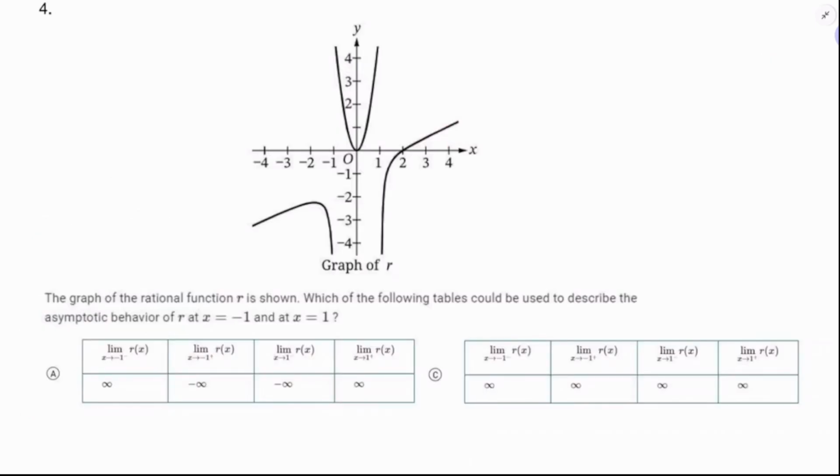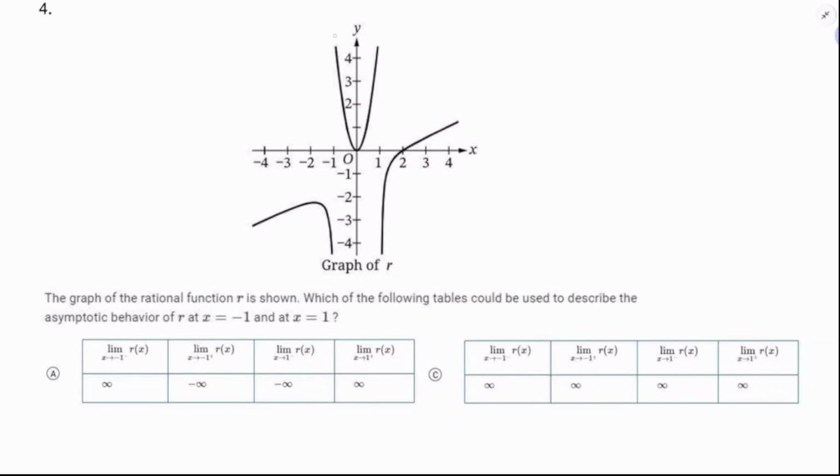Now this next one is interesting. The graph of the rational function r is shown below. Which of the following tables could be used to describe the asymptotic behavior of r at x equals 1 and negative 1? That makes a little more sense. I thought they were talking about the end behavior, because it looks to me like we've got a slanted asymptote going right there, but I thought that might be a little much without a formula. I think this is pretty clear to see.